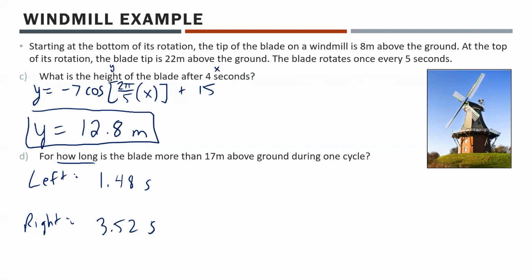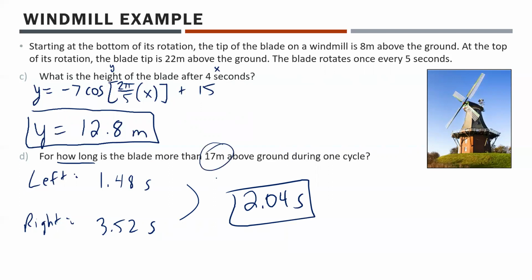So for how long is it above that? Well, it first went above 17 meters after this many seconds, and it went under 17 meters after this many seconds. So just find the difference between these two. So in other words, we'll go 3.52 minus 1.48, and that actually is going to give us 2.04 seconds. That's how long it's above that 17 meters above ground. So 2.04 seconds during that first cycle.